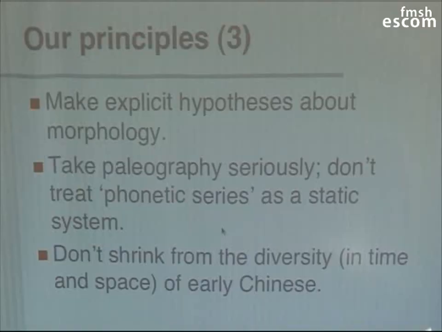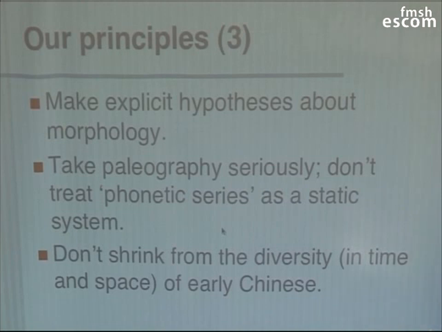And we don't want to shrink from the diversity in time and space, as I've mentioned, of early Chinese. So we assume that early Chinese was probably at least as diverse linguistically as Chinese is today. This is inevitably going to affect how texts are written in one area as compared to another. There's going to be a certain amount of dialect mixture in the language as a result. We don't want to just say, well, it's probably a dialect. When we make a proposal about dialects, we do everything we can to locate the actual isoglosses, so we can have some evidence that one place did it one way and another place did it another way.